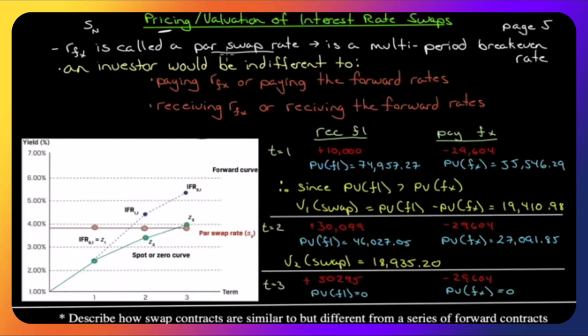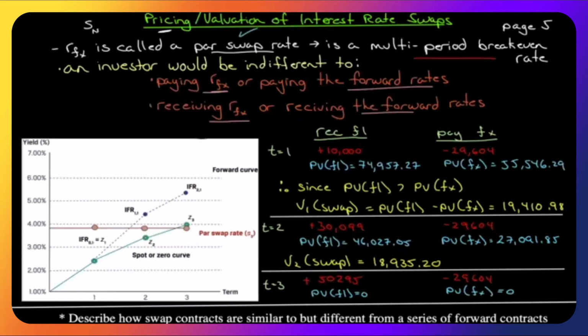So R sub FX is called a par swap rate. It is a multi-period break-even rate. An investor would be indifferent to paying the par swap rate or paying a series of forward rates that are all different. It is the single rate at which it is equivalent to a series of multi-period rates. So we'd be indifferent to that or to receiving it versus receiving the forward rates. Let's work on the valuation part of this now, because the value of the swap will change.